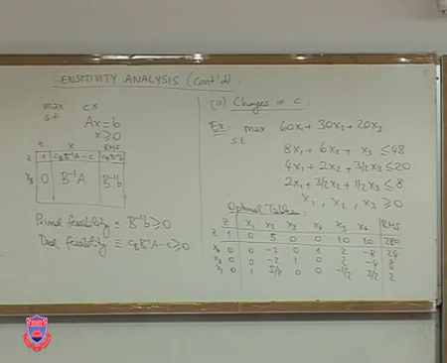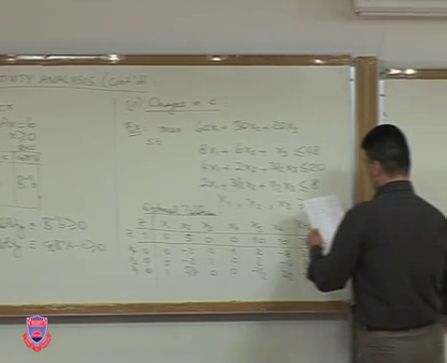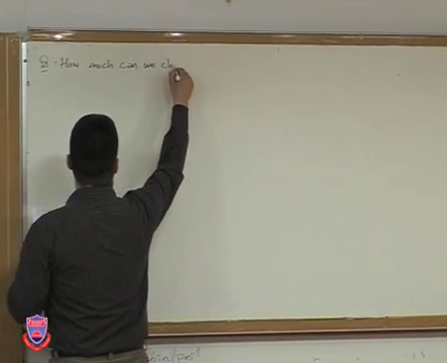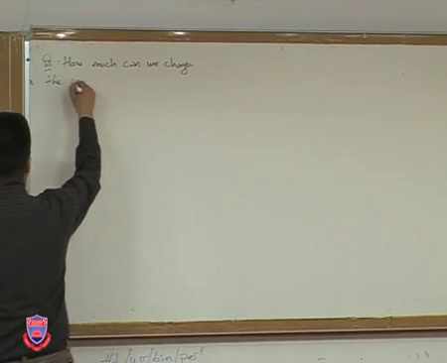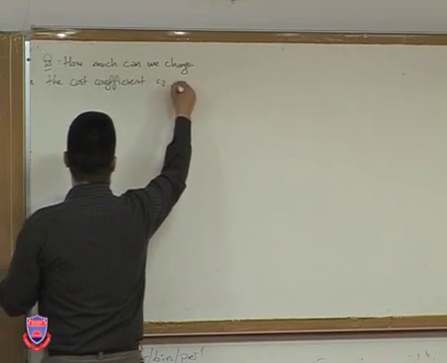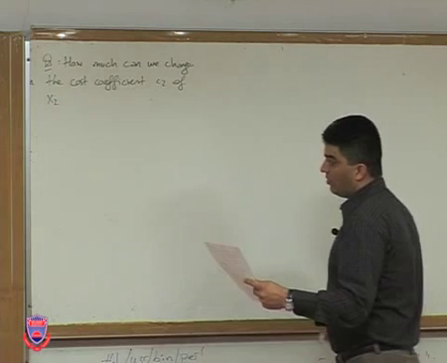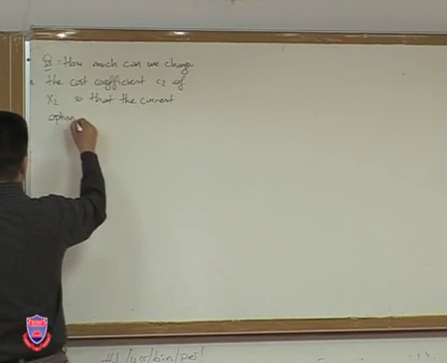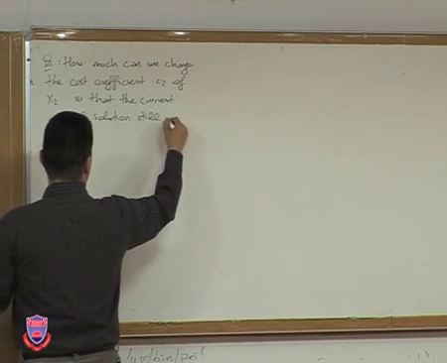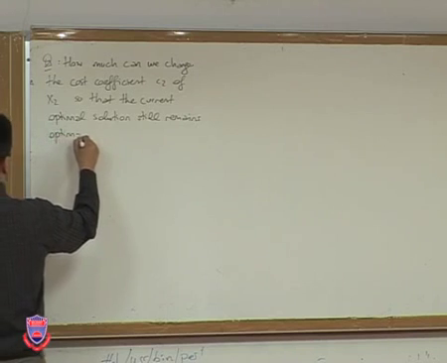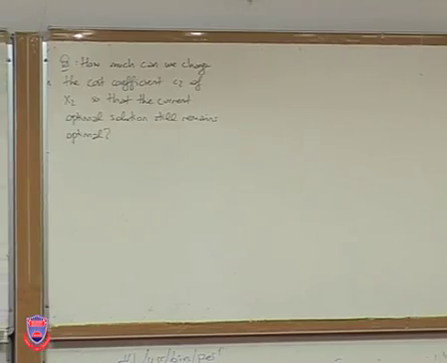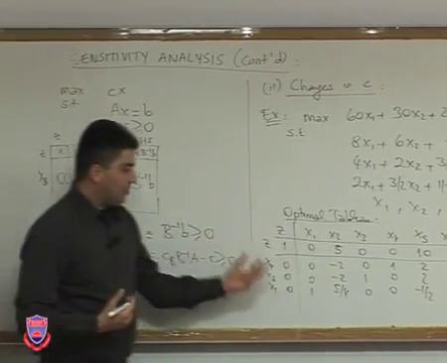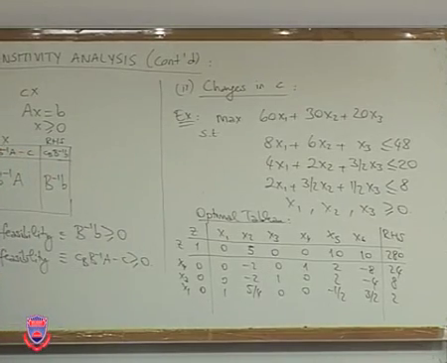All right, so I'm going to start with the following question. How much can we change the cost coefficient C2 of the second decision variable x2 so that the current optimal solution still remains optimal? So essentially what I'm interested in is the following. The current cost coefficient C2 of x2 is equal to 30. So how much can I change it so that the corresponding optimal solution will still remain optimal for the resulting new problem, okay?